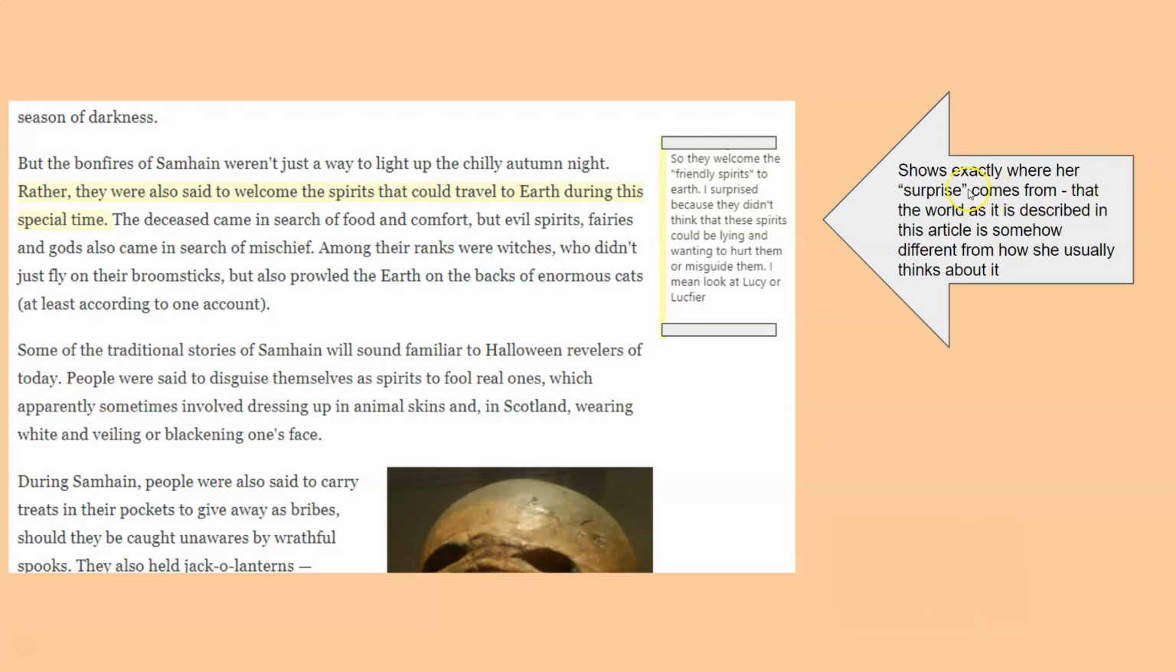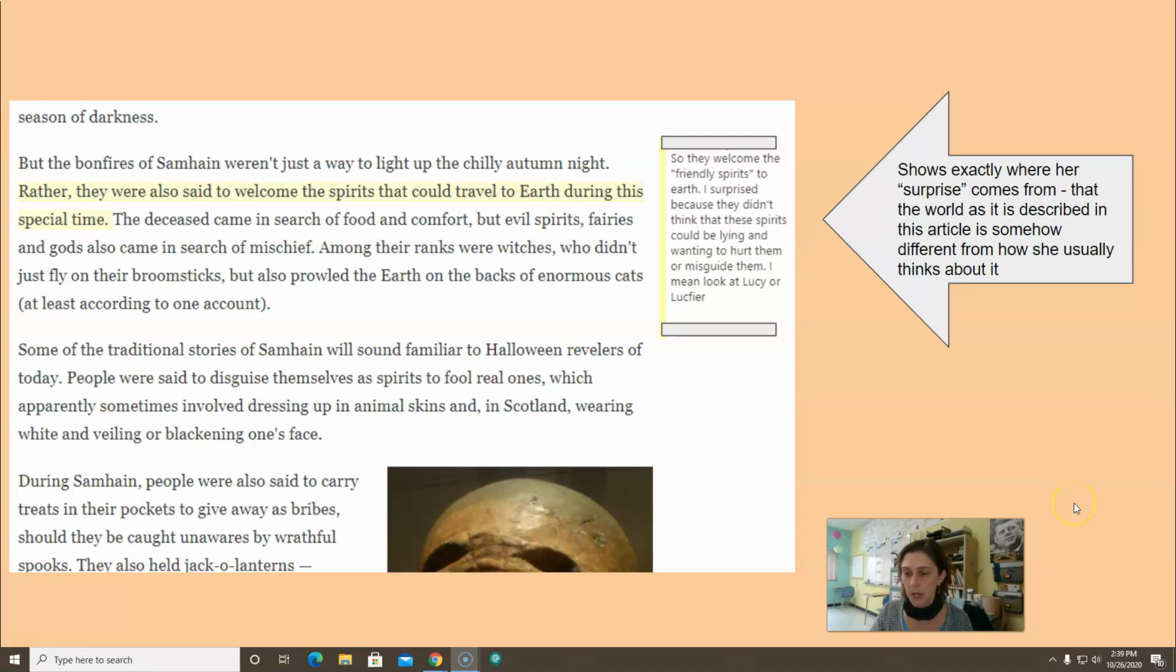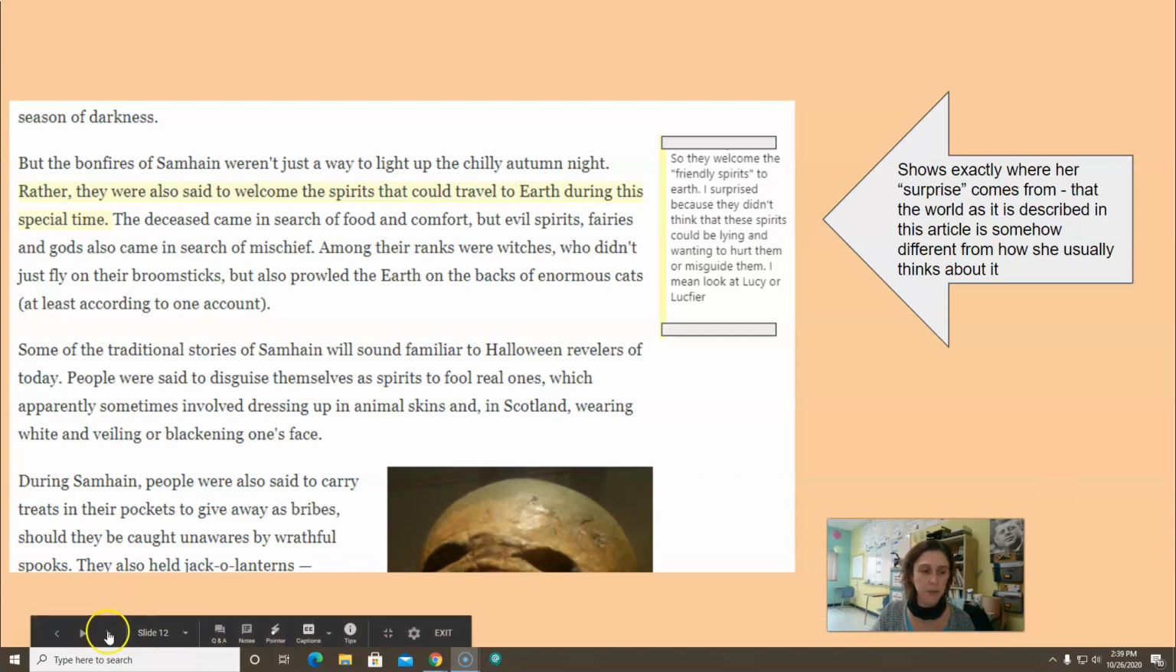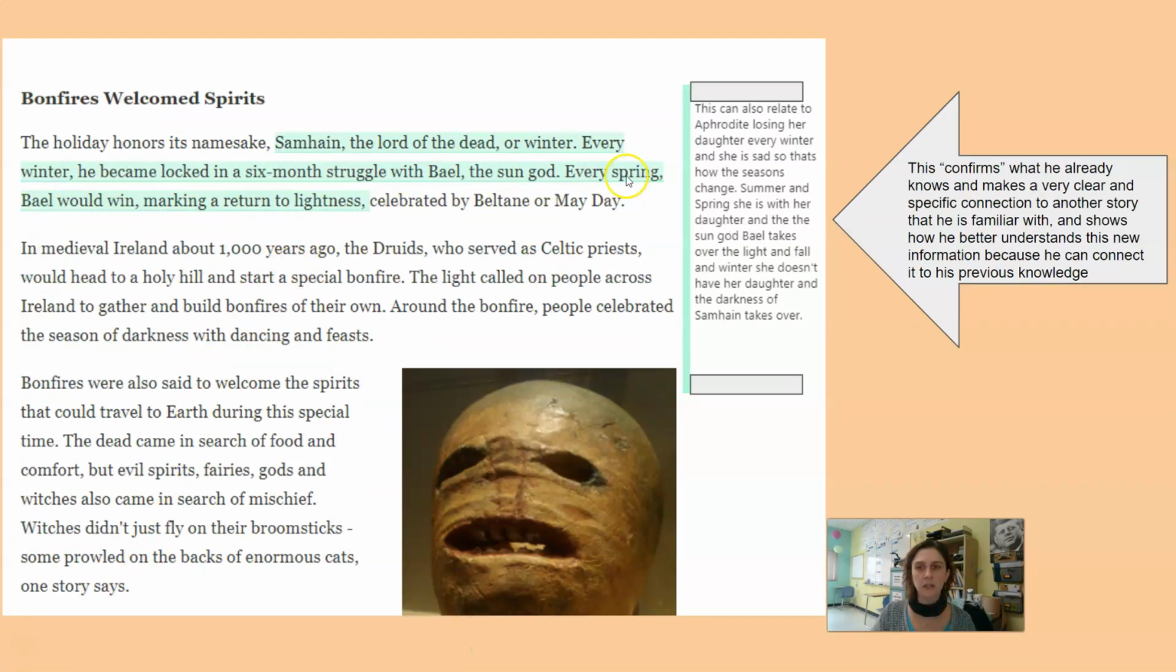So she says, okay, I'm surprised. And I'm surprised because this shows something different from how I usually see the world. Okay, that these people saw spirits not as being evil or scary, but as something friendly that we should welcome. And that surprises me. So I liked that one too. This is the last one.